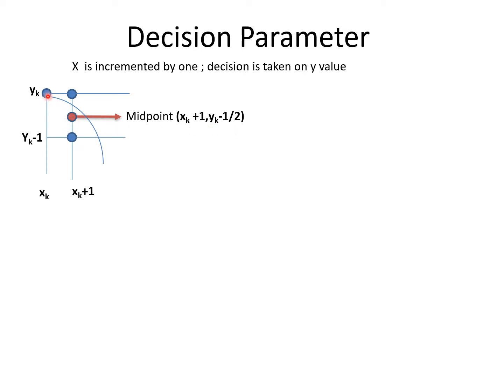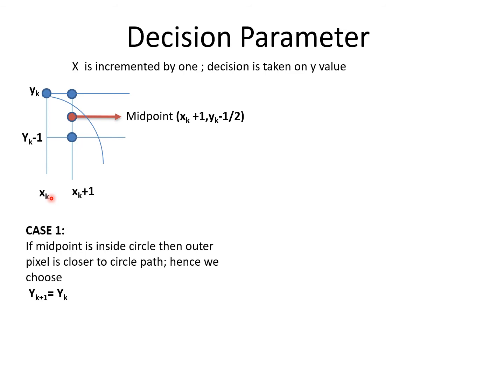If the midpoint is inside the circle, then the pixel above, the one outside the circle, is closer to the circle path. So whenever the midpoint is inside the circle, the outer pixel is closer to the circle path. Hence we choose yk as the next pixel. We define this as case 1: if the midpoint is inside the circle, like in this example, then the outer pixel is closer to the circle path and hence we choose the next pixel as yk.